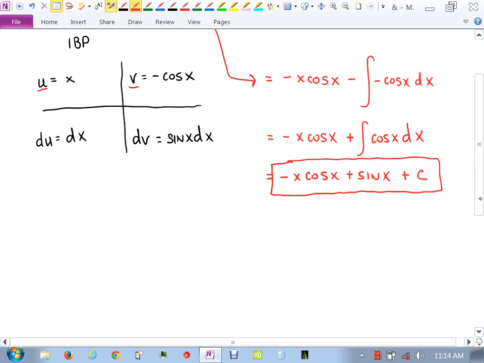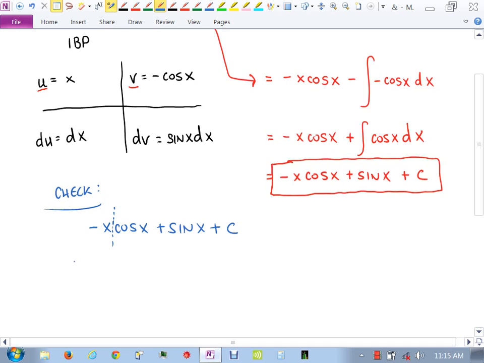Now, how would you check to see that this is correct? This is the antiderivative, right? Take the derivative of this. So I'm going to do that just to check it, just so you can see how great integration by parts is. I mean, it gets you what you want. If I take the derivative of this, I have a product rule here. The sine I can take derivative of right away. It's cosine. Derivative of c is 0.